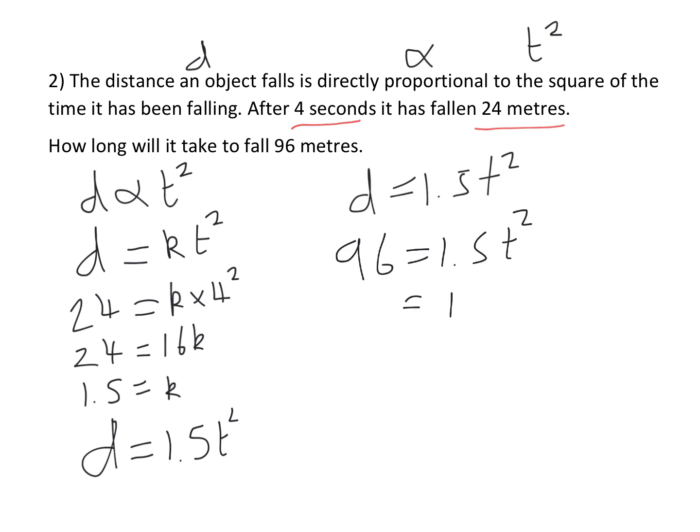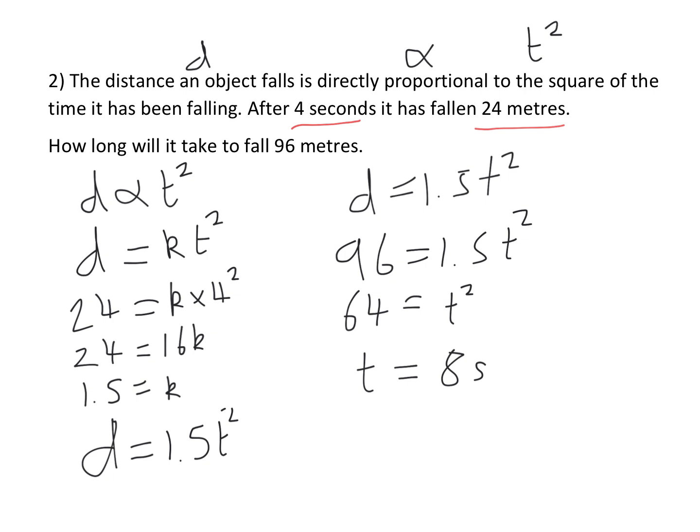We're going to divide that by 1.5, which would be 64. And if t squared is 64, we can square root both sides to get that t is the square root of 64, which is 8. So 8 seconds.